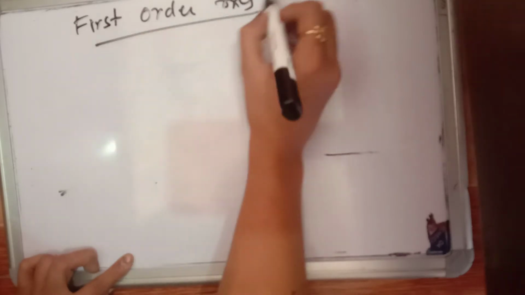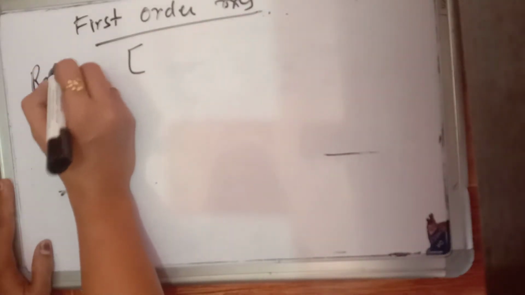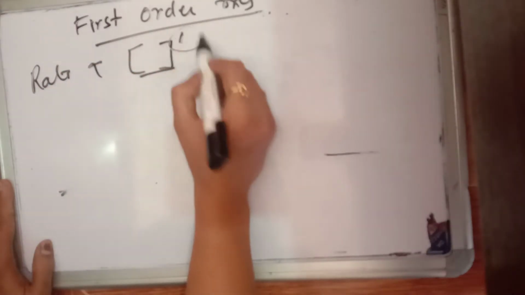Now first order reactions are reactions in which rate depends upon only one concentration term, because here order is 1. Because rate will depend upon only one concentration term. So again we'll take some general reaction.